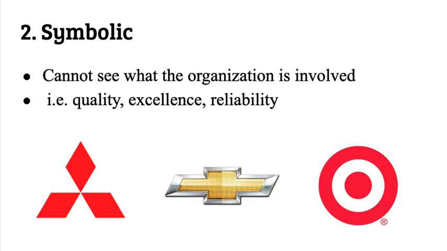Okay, symbolic, you can't see what the organization does. But a lot of these symbolic symbols, they become exactly what they are, symbolic of, especially if we go back to the color chart about logo colors and branding colors, they become symbols of that company's quality, excellence, reliability. So here we've got Mitsubishi, Chevrolet, Target. And while Target is kind of a graphic of a target, it really is symbolic. It's just a circle, some circles within circles.